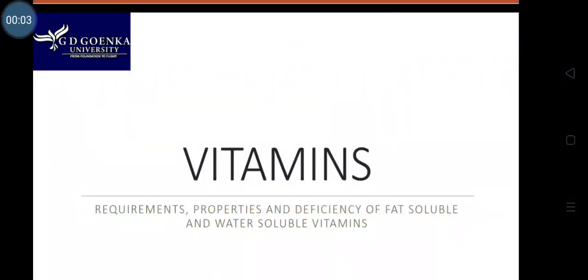Hello students, today we are going to study about vitamins. Here we study about the requirements, the daily requirements, the properties, the deficiency of fat soluble and water soluble vitamins. So there are some deficiency conditions available. People suffer from deficiency condition of fat soluble and water soluble vitamins. So we'll study accordingly in the coming slides.